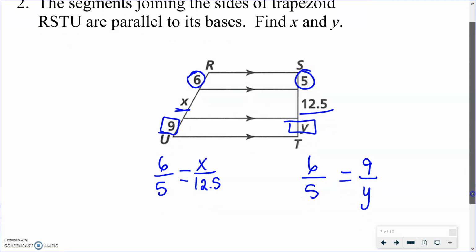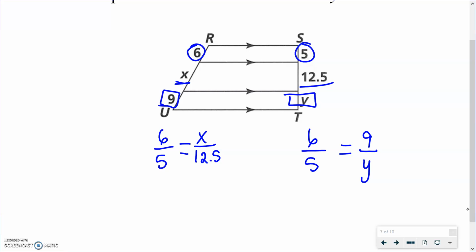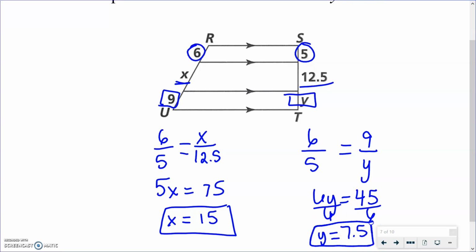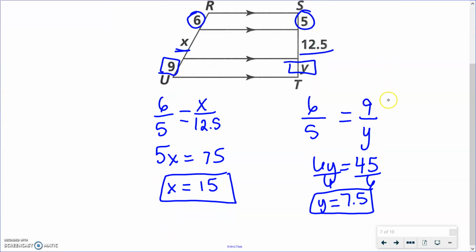And now I can solve both of these to find the missing pieces, and that's because all of those lines are parallel. So if I cross multiply, I get 5x equals 75. If I divide by 5 on both sides, I get x is equal to 15. So I've solved for that first piece. Now I can cross multiply here and get 6y equals 45, because 5 times 9 is 45. And if I divide by 6 on both sides, I get y equals 7.5. And again, we're using the corollary to the side splitter theorem, because they're all parallel, so these transversals have proportional relationships as well.